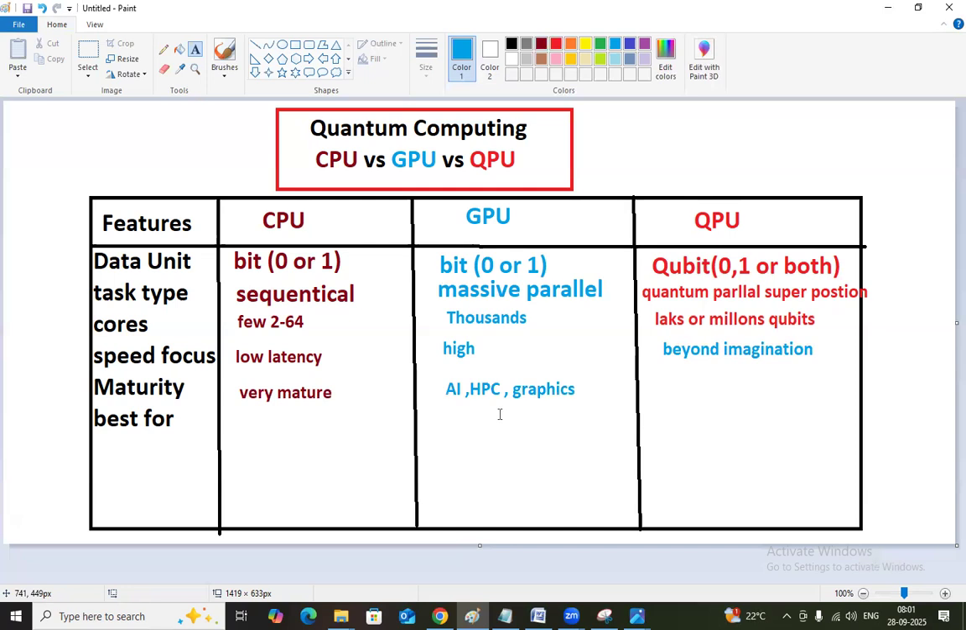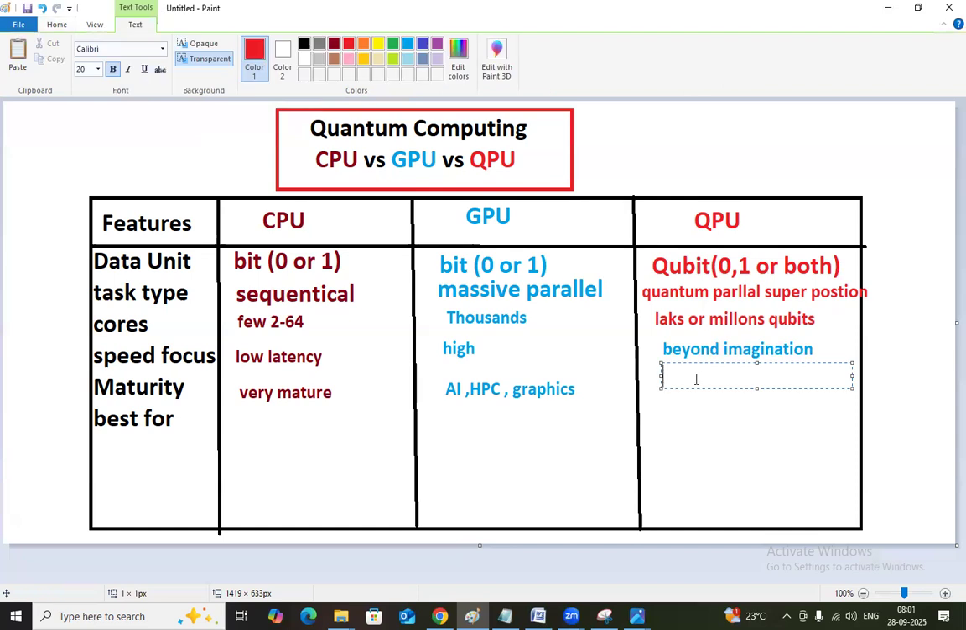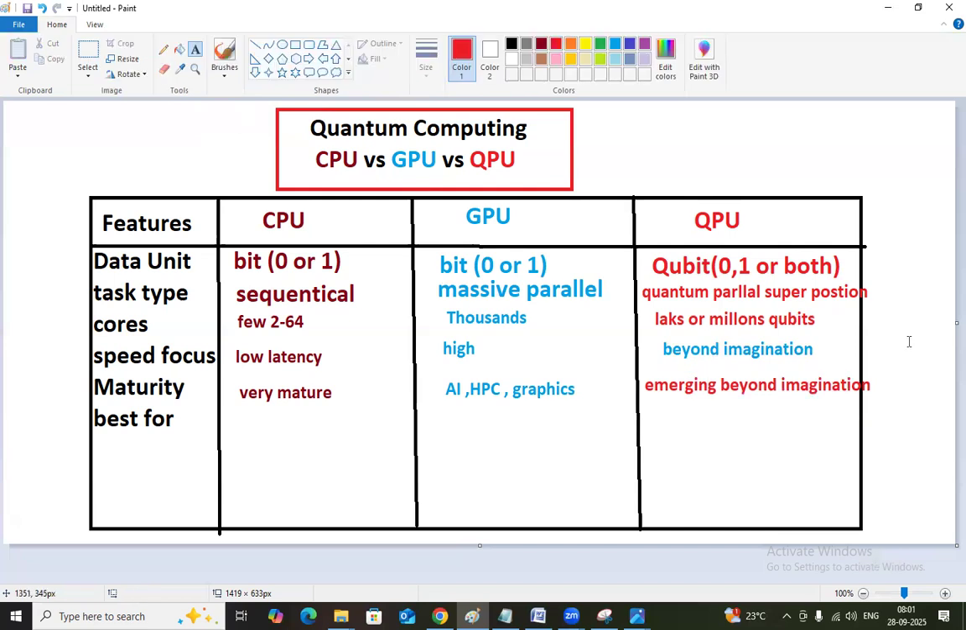Then come to the QPUs. That is something like emerging and experimental maturity. We cannot say the maturity here. That is also beyond imagination. I will write beyond imagination here also. Emerging, beyond imagination. Your imagination is not worth it here. Emerging and beyond imagination. That is the concept of QPU maturity.